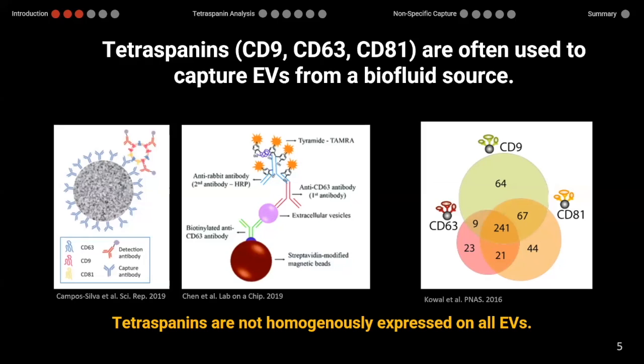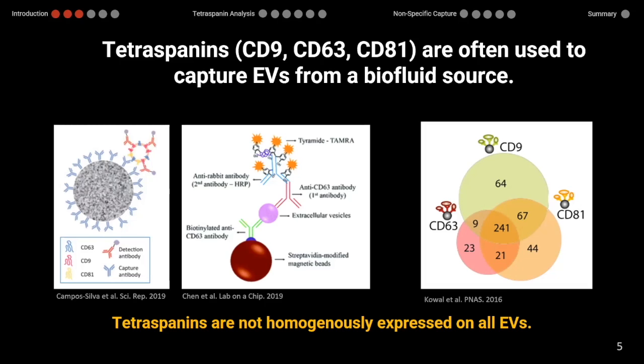Currently, there has not been any work showing whether or not we have these same subpopulations in ovarian cancer cells or EVs from these cells, or if there are also subpopulations of these tetraspanins that multiplex specifically with these ovarian cancer markers that we're interested in looking for.